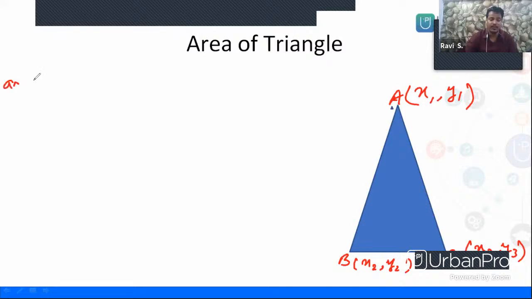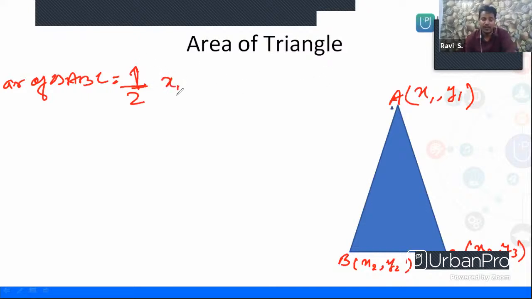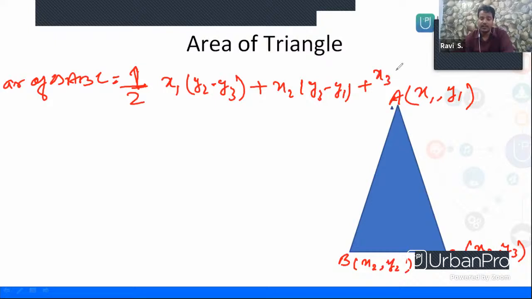So in this case, if I write area of triangle ABC, how will you calculate? We all know we'll use half, then I will put in the values. The formula is simple, guys. We just have to write x1 times (y2 minus y3), then add x2 times (y3 minus y1). You just have to put in these numbers and you'll get the answer. And then x3 times (y1 minus y2).